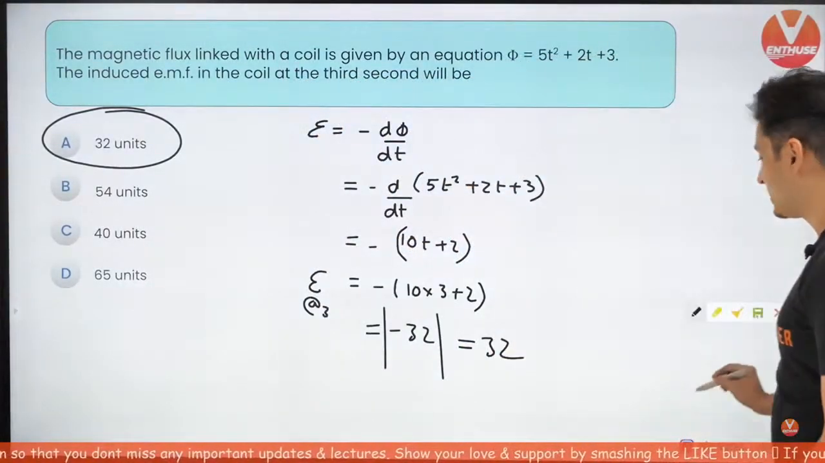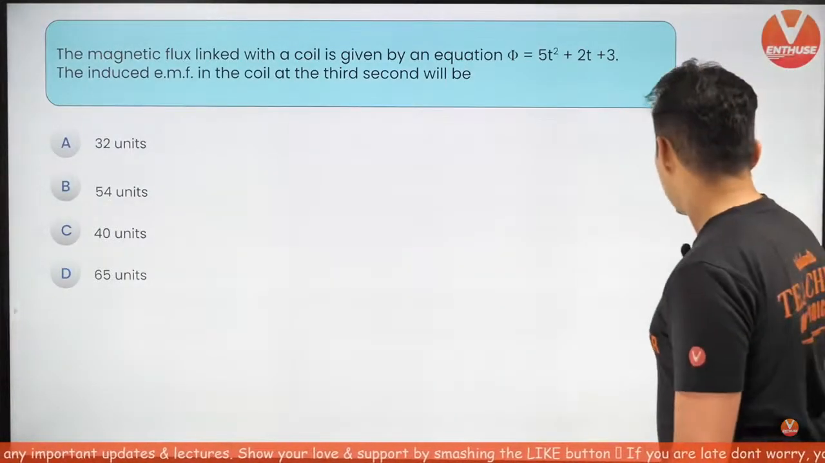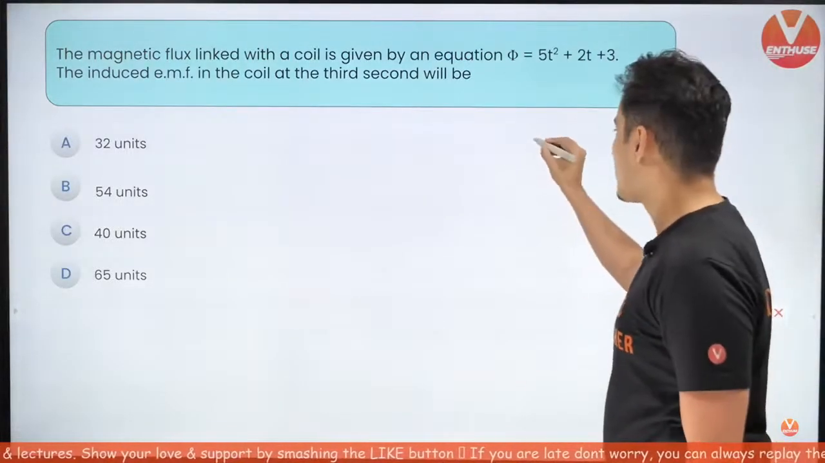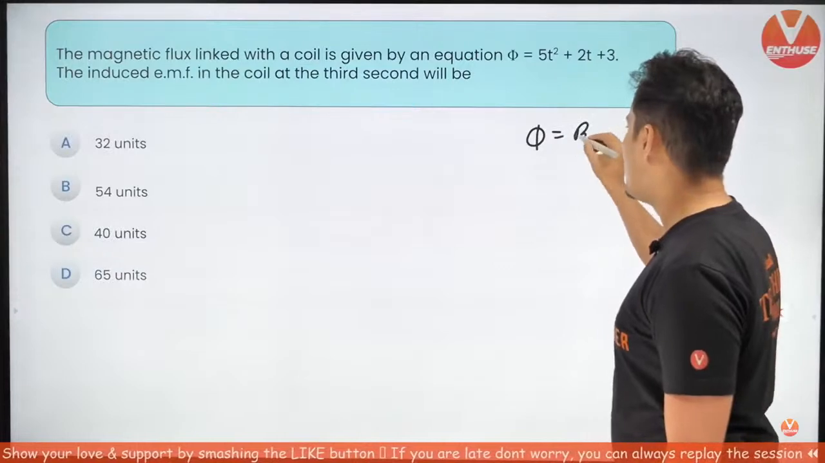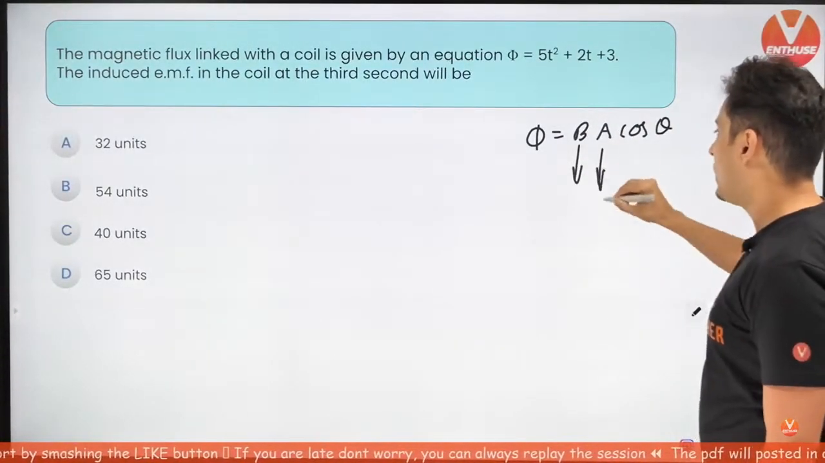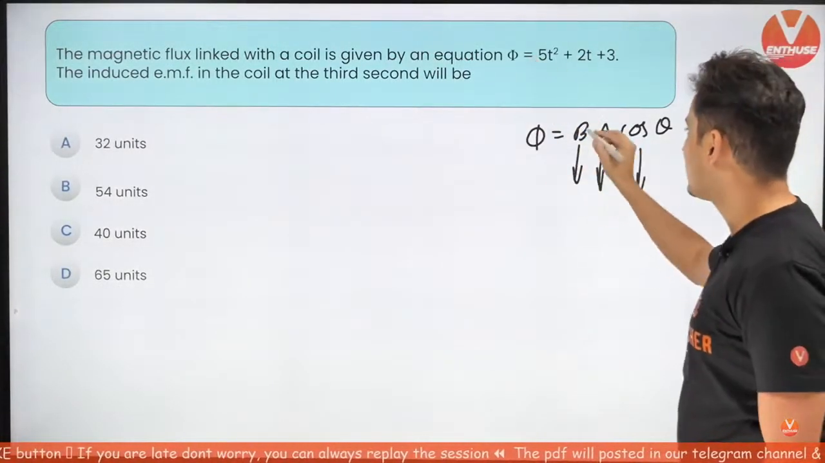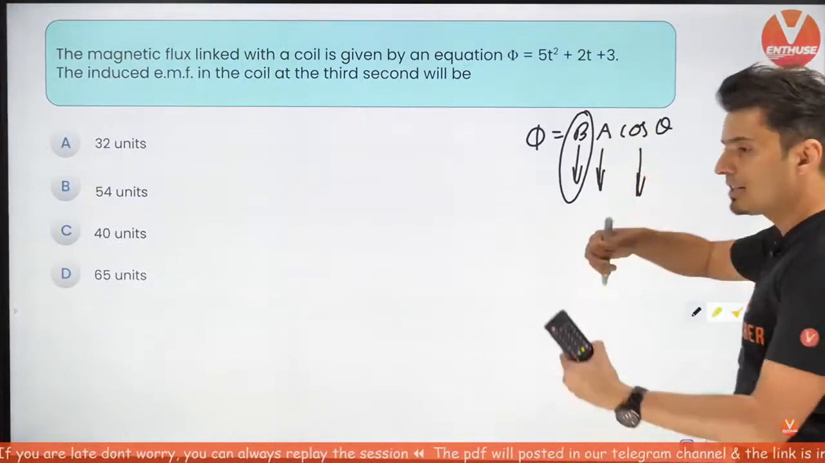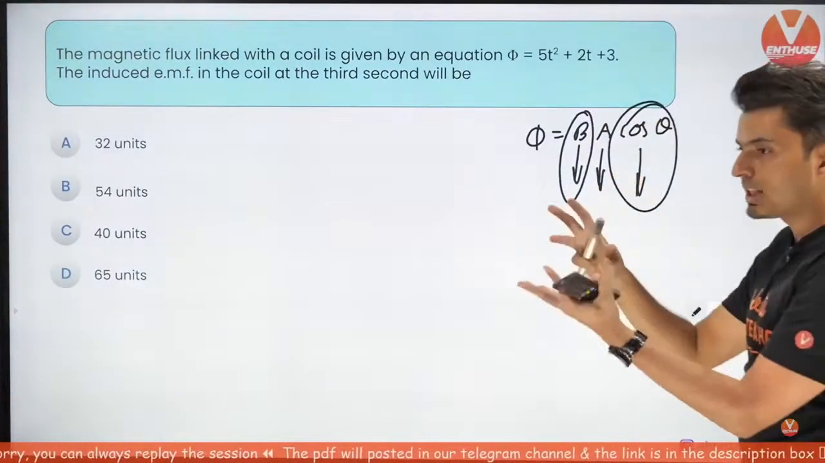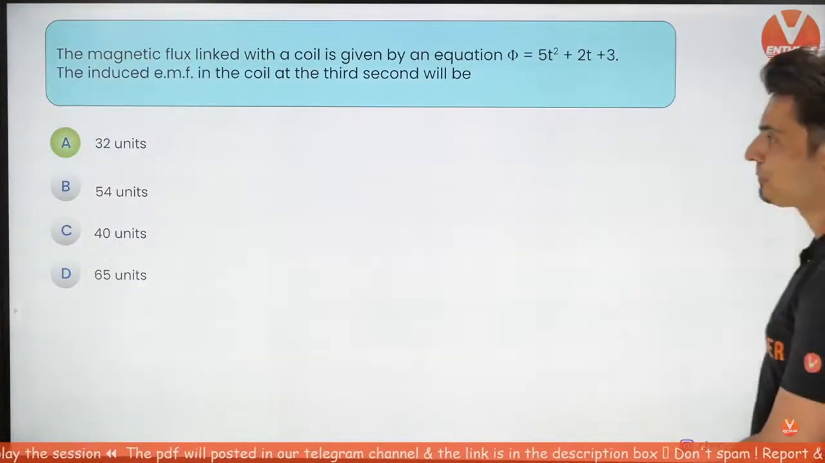Perfecto. So this problem also tells us that there are multiple ways of changing or creating EMF. See, flux is B A cos theta. Either you change B, or you change area, or you change theta. In this question, flux was changing because B was changing. Area can change if you change the shape and size. And theta can change if you change the orientation. So any of these three things can cause flux change.